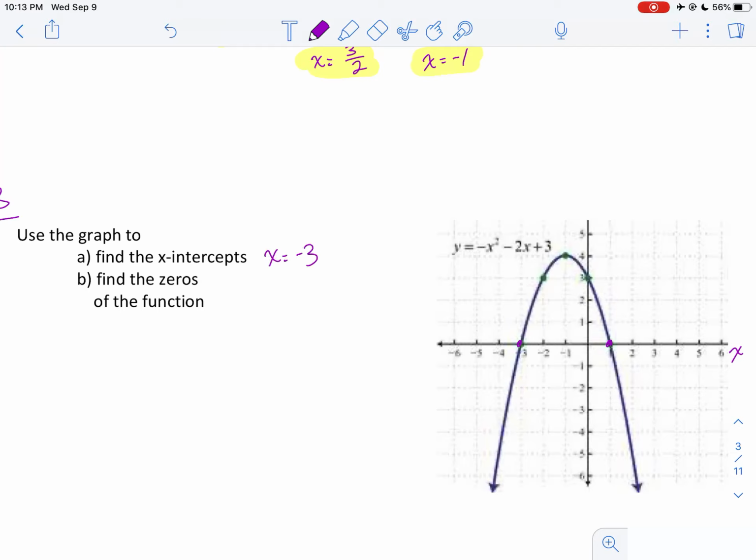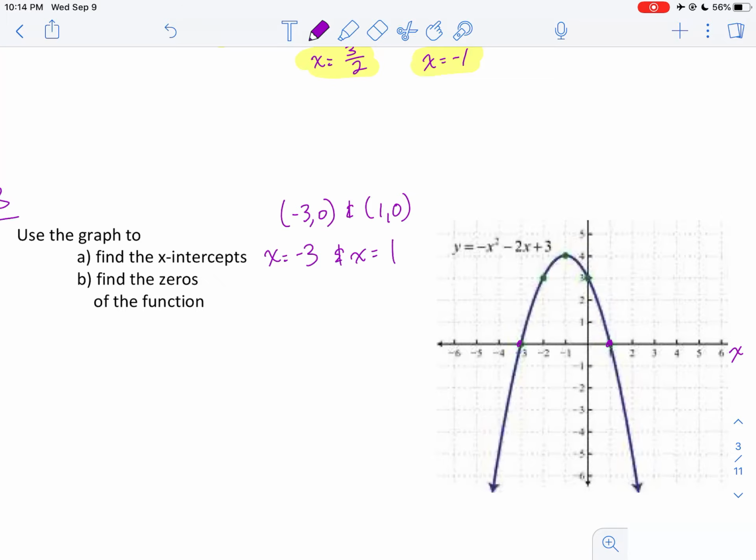So x equals negative 3 and x equals 1. I'm going to write it like this. You could also write it negative 3, 0, and 1, 0. I would accept it either way.